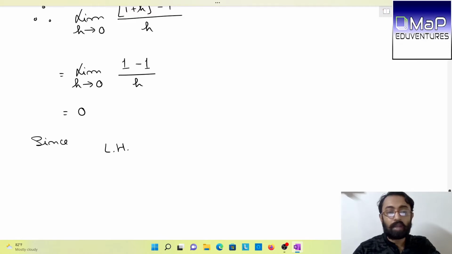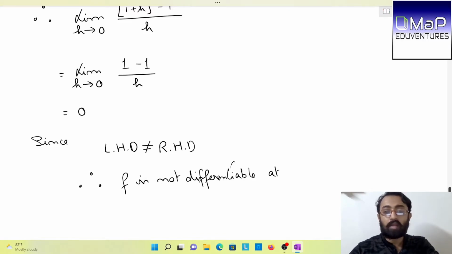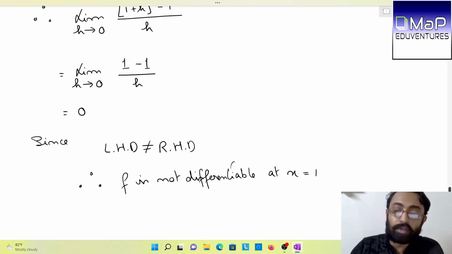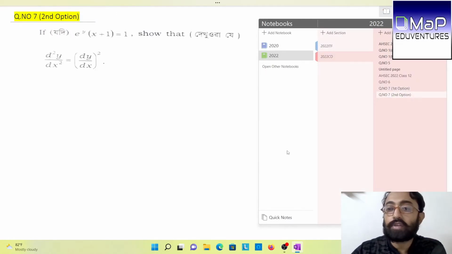Since our left hand derivative and right hand derivative are not equal, therefore f is not differentiable at x equals 1. Okay, so this was our differentiability question here. All right, so let us move on to the next question.